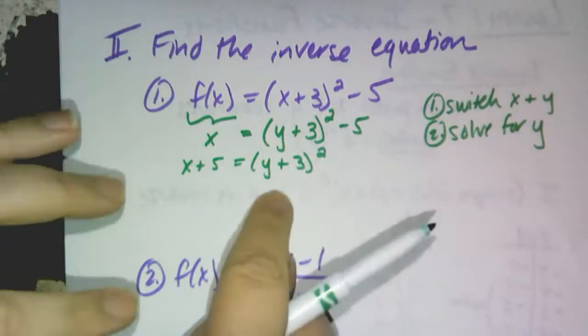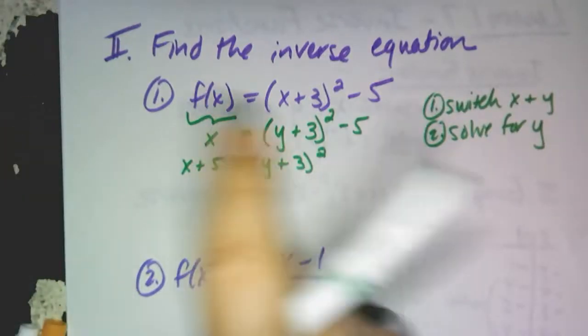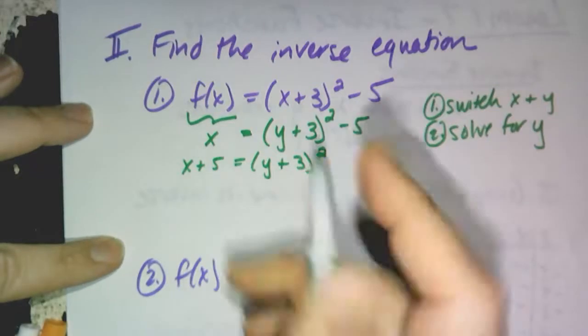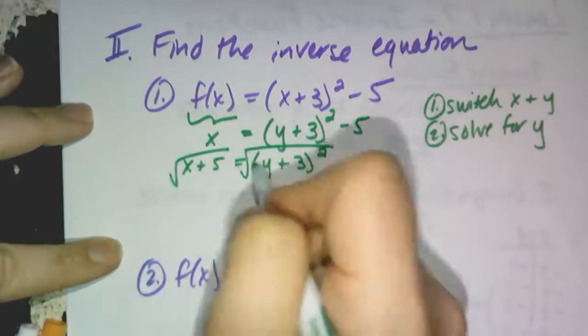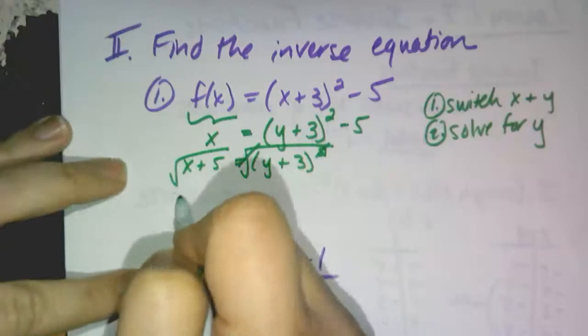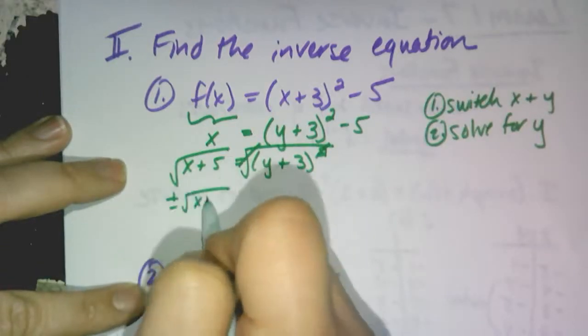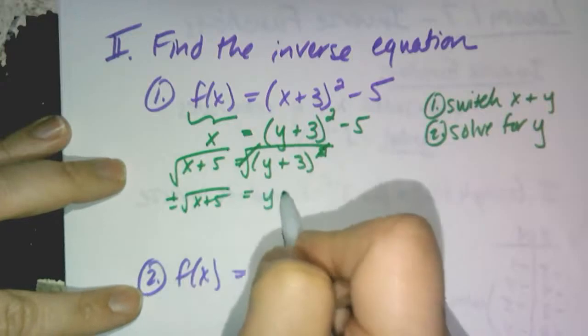Do not FOIL. I know like in everything else we seem to be foiling. Don't do that here. How do you undo a squared? Square root. When you take a square root, please remember you have a plus or a minus in front of what you took a square root of, and then y plus 3.